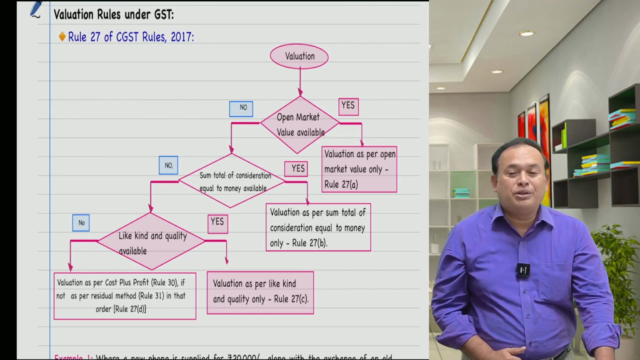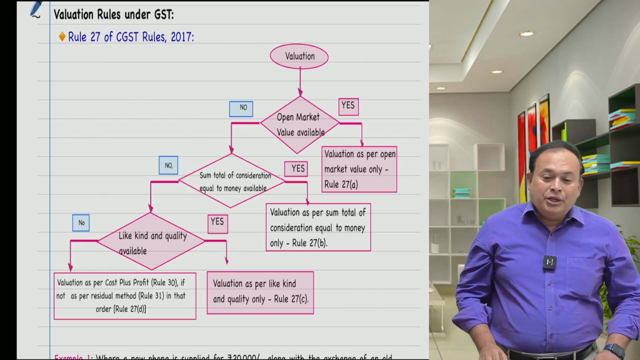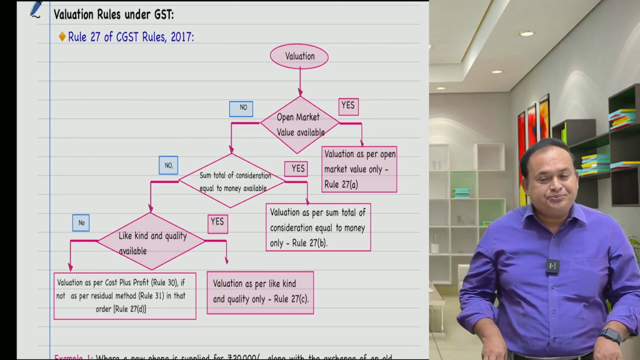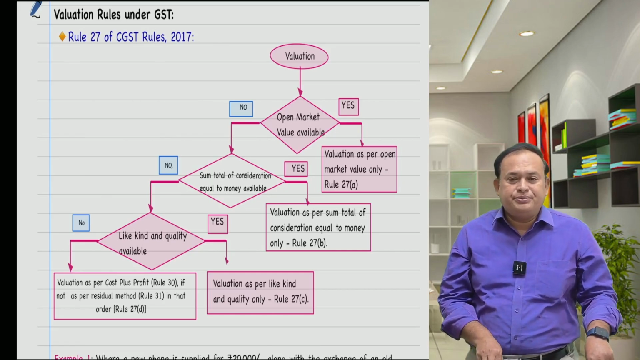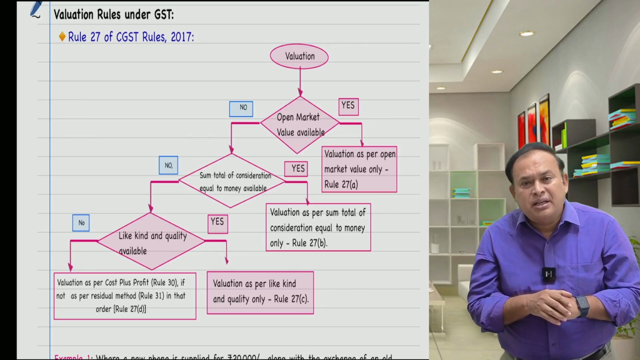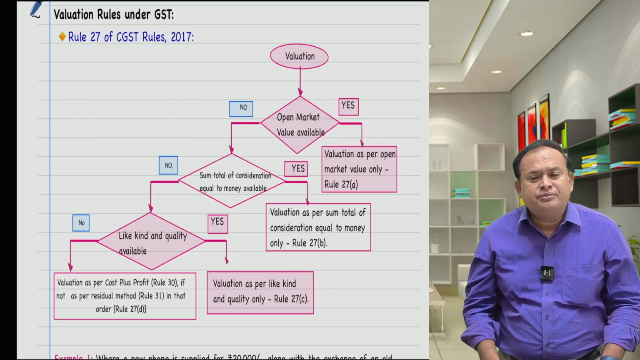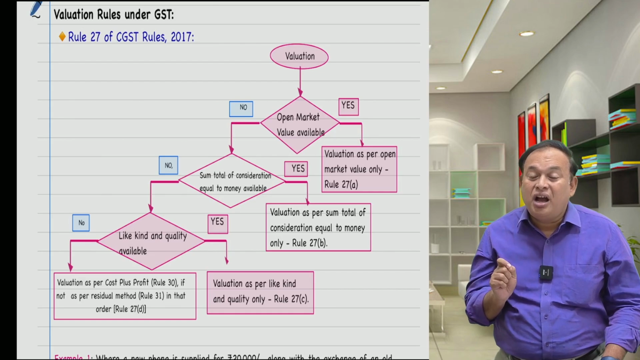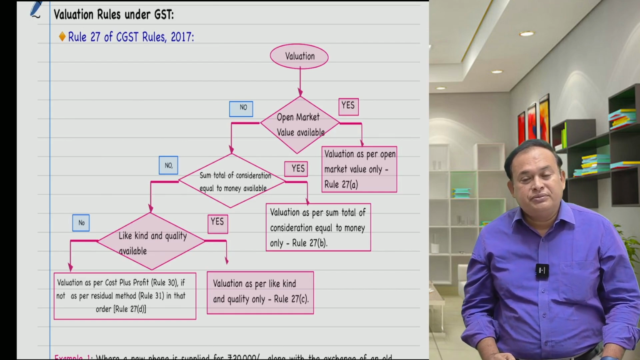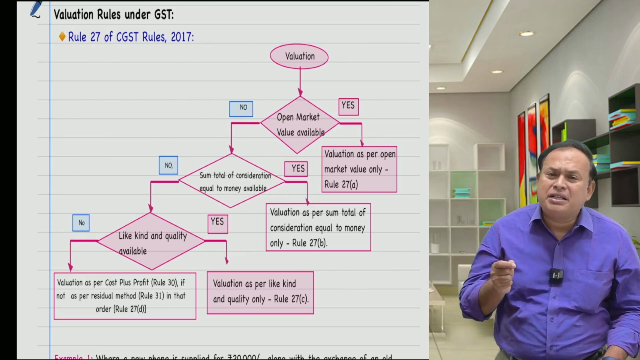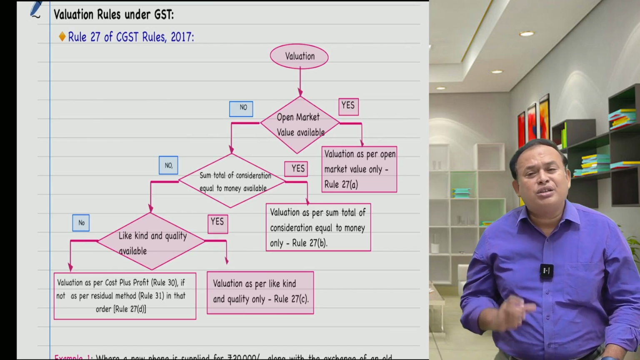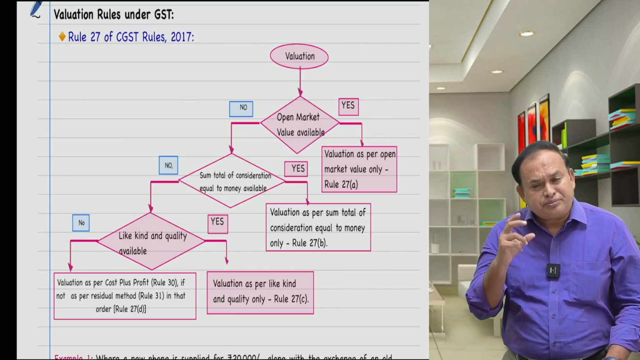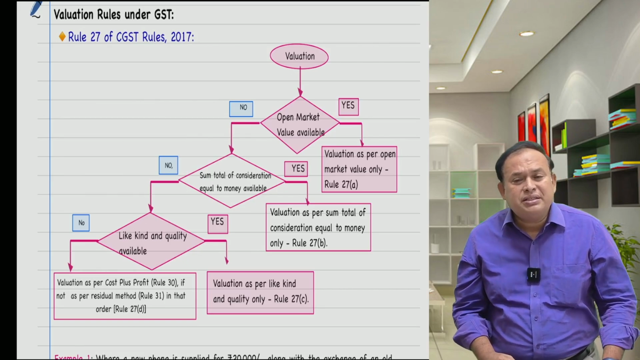Come to rule number 27 class D. Rule number 27 class D says that, refer rule number 30, arrive the value. What does rule number 30 say? Cost of production plus 10% as a profit margin on such cost of production. Or in the case of a service provider, cost of services plus 10% thereon. In the case of a trader, cost of the goods plus 10% thereon.